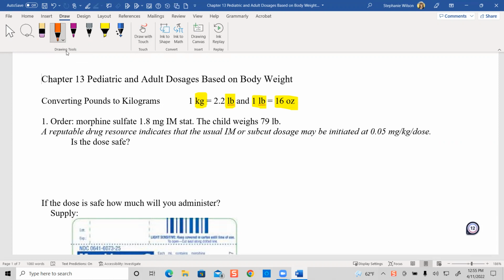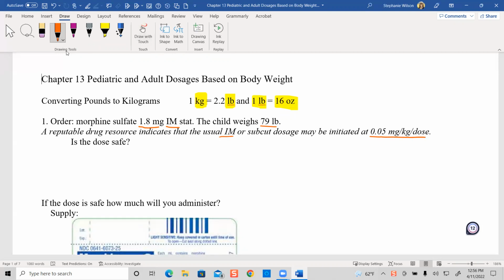So let's do example 1. It says we have an order here of 1.8 milligrams intramuscular stat for a child who weighs 79 pounds. So the drug resource indicates that the usual intramuscular or subcutaneous dosage may be initiated at 0.05 milligrams per kilogram per dose. So we want to know, is this safe? Is this going to be a safe dose or not?